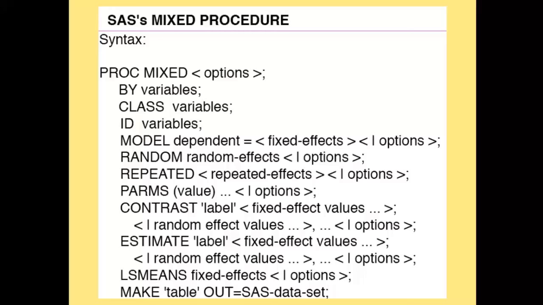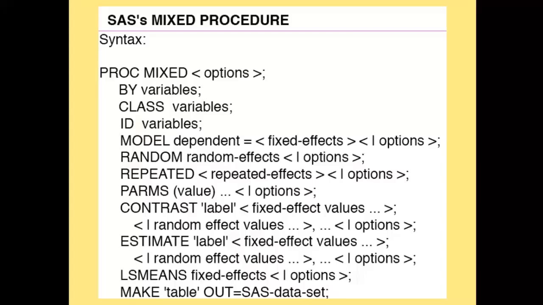If you have a repeated statement, then you have an option of telling the computer what the correlation structure is. In fact, you can even do that for the random statement. With the random statement, you can tell the computer what the correlation structure is if you have more than one random effect. And so for both the G matrix and the R matrix, you can give it a correlation structure.